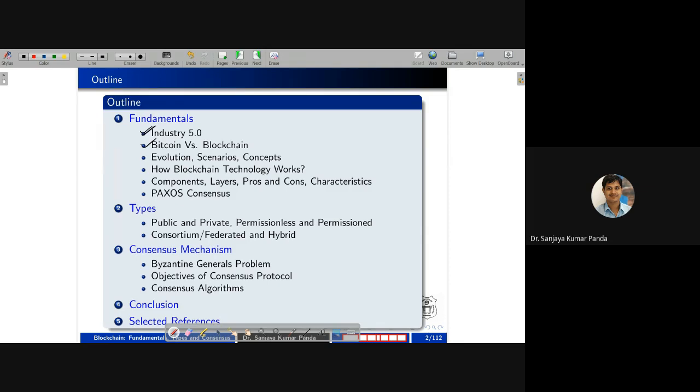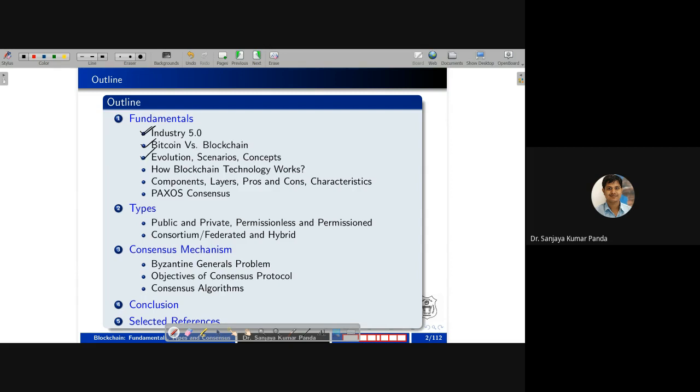Then we'll see some scenarios where we'll differentiate the traditional way of sending some amount from person A to person B, and we'll see online transactions, and we'll compare with how the transaction happens in the blockchain environment.